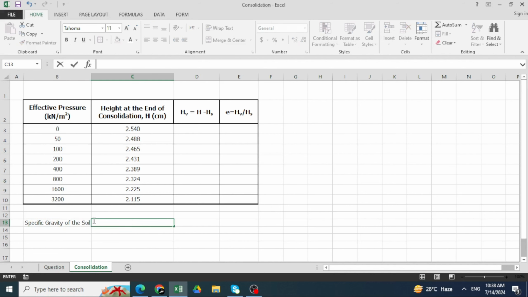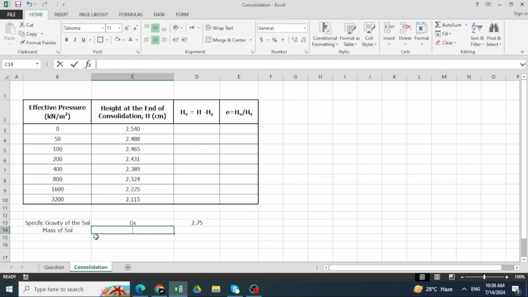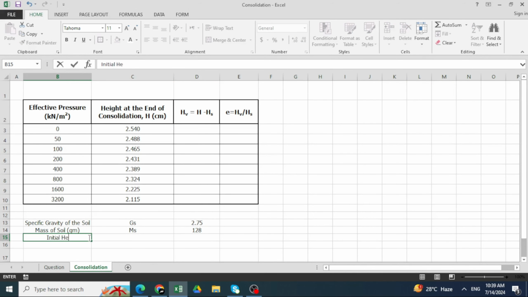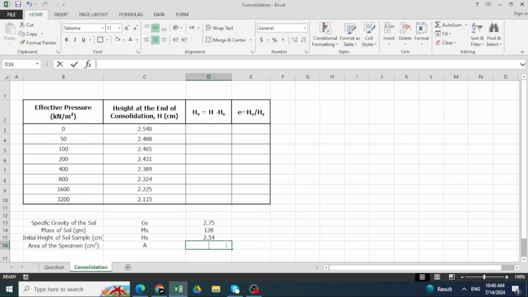So the specific gravity is the Gs, which is 2.75 from the data, and the mass of the soil, that is 128 grams, and the initial height of the soil sample, which is 2.454 centimeters, and the area of the specimen, that is A, 30.68 centimeter squared. Now we will calculate the Hs.